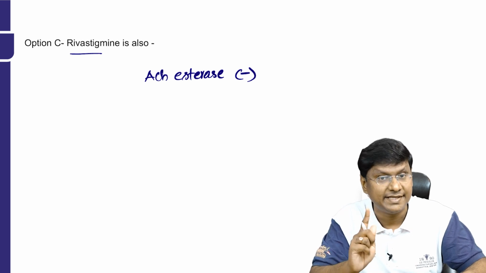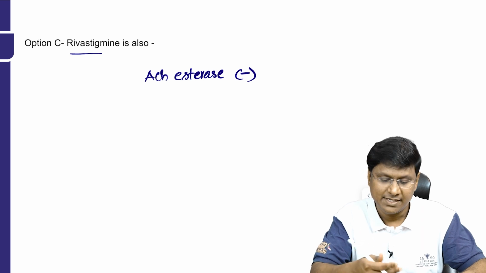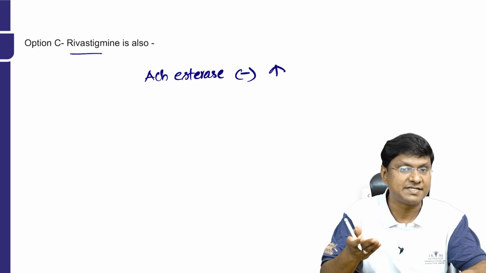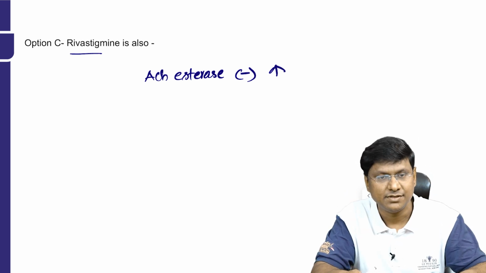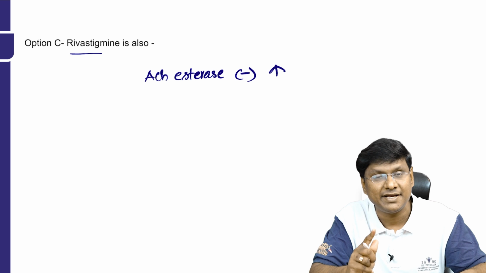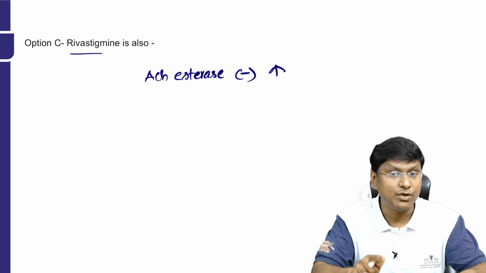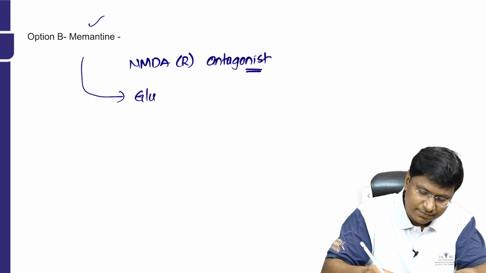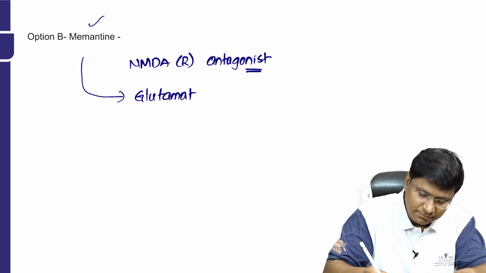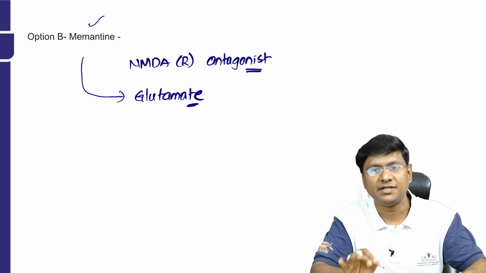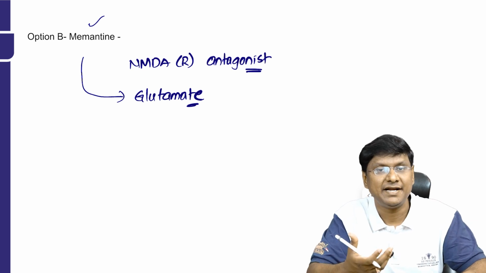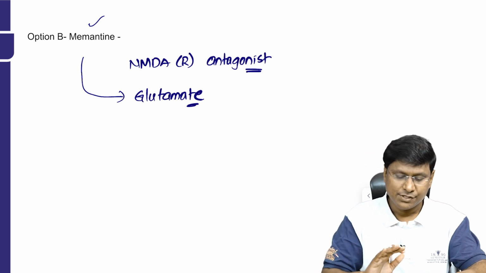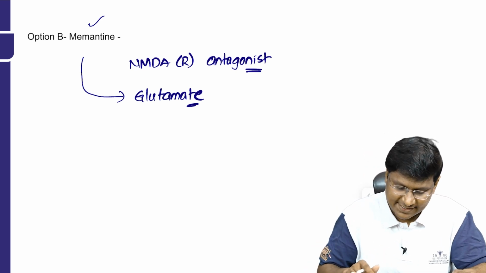Rivastigmine as well as donepezil, by inhibiting the acetylcholinesterase enzyme, what will they do to the acetylcholine levels? They increase the acetylcholine levels. In patients with Alzheimer's, what is happening? The acetylcholine levels are reduced. So donepezil as well as rivastigmine will increase the acetylcholine levels. Whereas memantine is an NMDA receptor antagonist, which will help to regulate the glutamate activity within the brain, and thereby memantine will improve the cognitive function. So that is about the treatment of Alzheimer's.